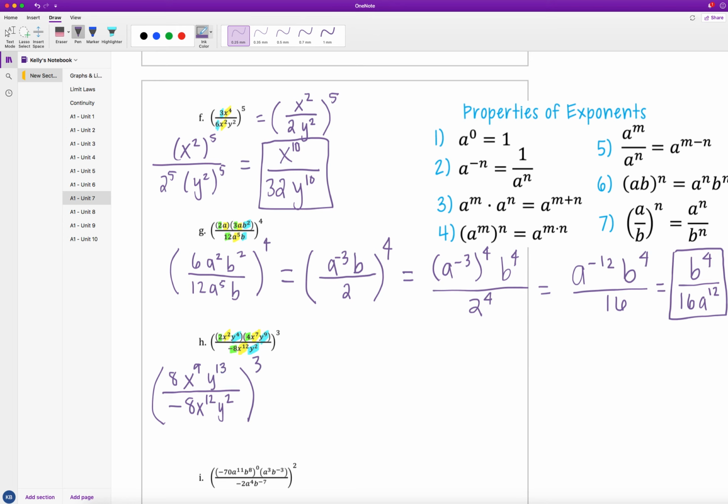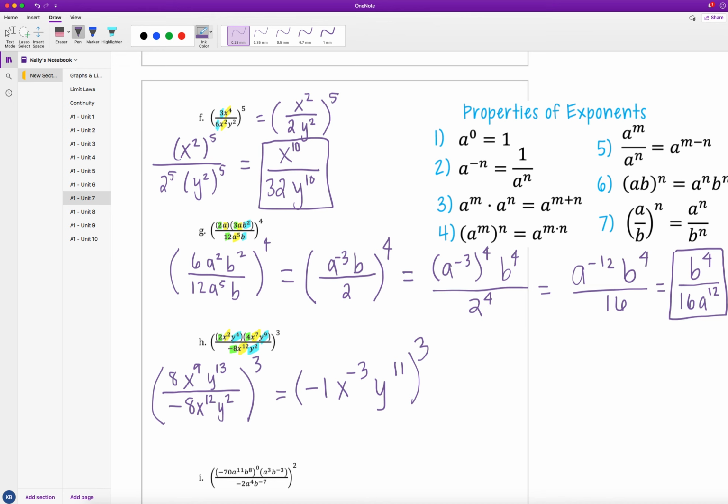The next thing we want to do is simplify between the fraction. Can I reduce the fraction down any more? So 8 divided by negative 8 would give me a negative 1. X to the 9th over x to the 12th, we can simplify because the bases are the same. So 9 minus 12 would give us x to the negative 3rd. Remember, we're subtracting the exponents because we're dividing their bases, so that's rule number 5. I can use that same property on y to the 13th over y to the 2nd, and we'll end up with y to the 11th. All of that in parentheses raised to the 3rd power still.